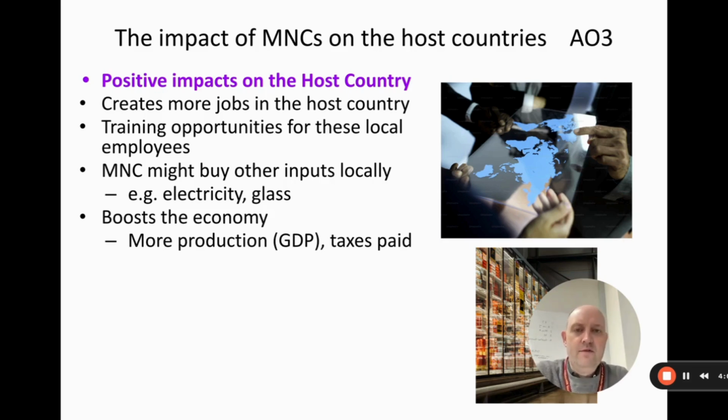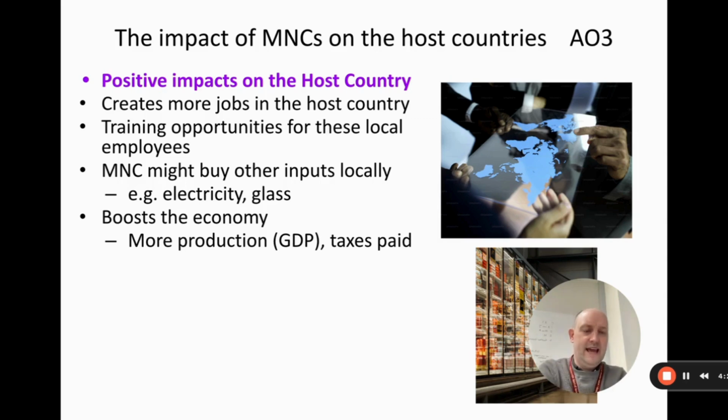And then in theory, the taxes paid to the government should go up. So in theory, we'll get to this later, as the multinational company makes profit in that country, then they'll pay a percentage of that profit to the government in corporation tax.